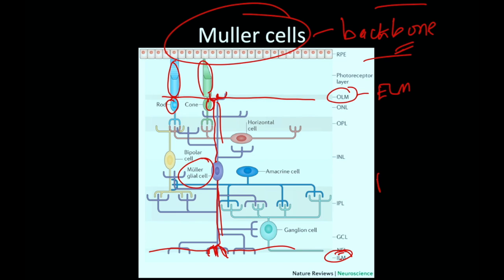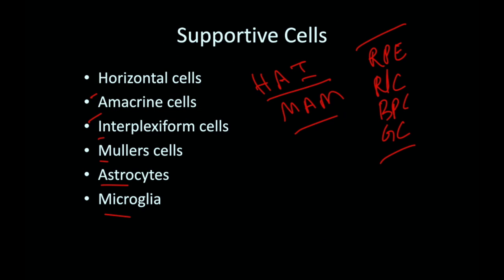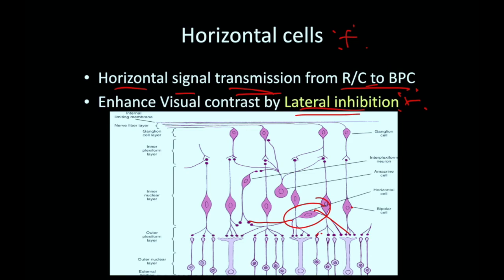So what about the other cells? See, interplexiform cells connect the two plexiform layers. So this is the interplexiform neuron connecting the outer and the inner plexiform layers.